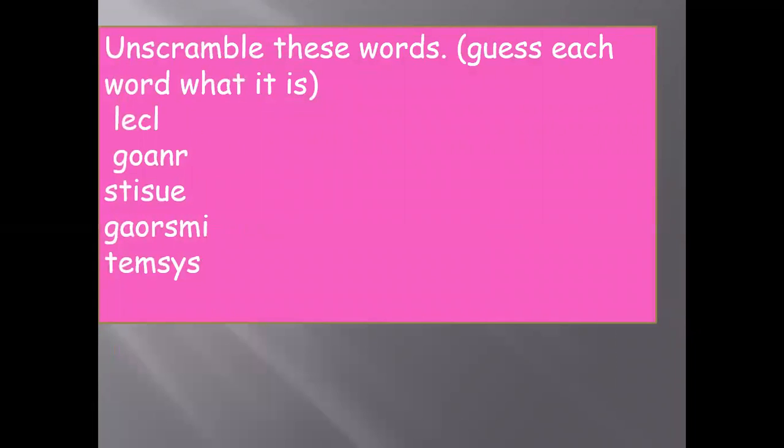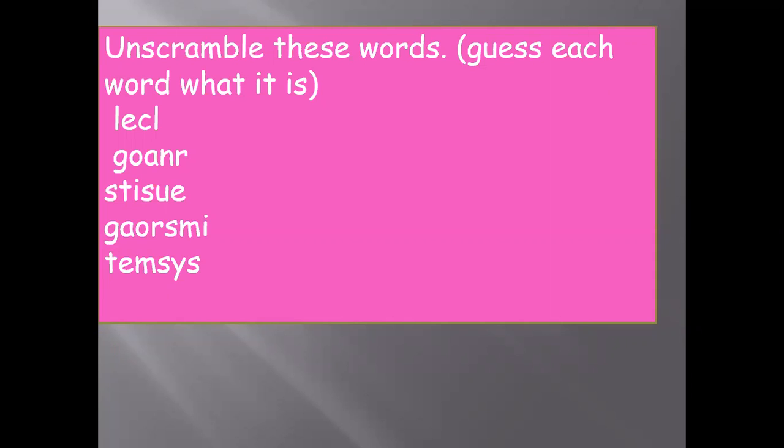Now, unscramble these words. Guess each word, what it is. If you notice, these words are scrambled. It means the letters are not in order. I have to unscramble them and guess what the word is. The first one, as you notice, is cell. The second one is organ. The third one is tissue. Number 4 is organism, and the last one is system.